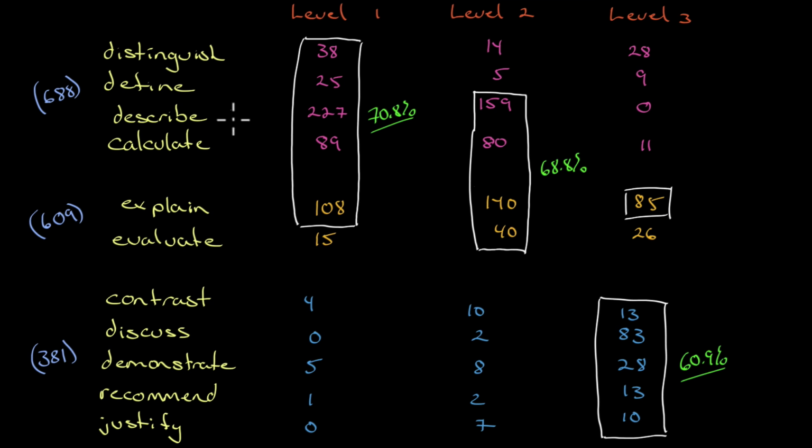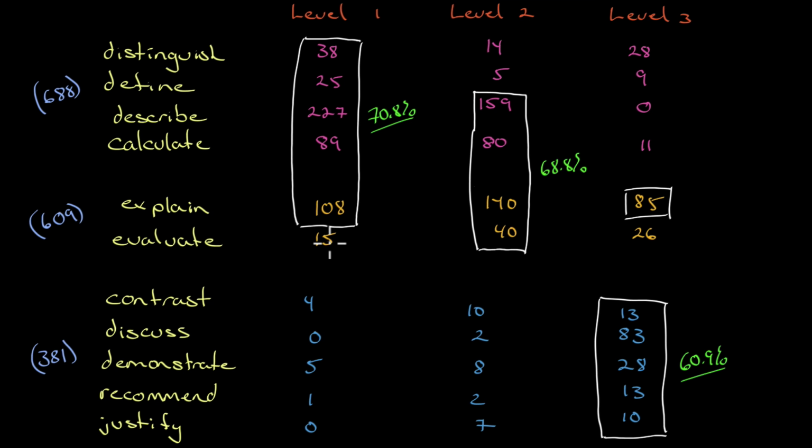Look at the major words for level 1. There are 688 keywords across some 500 and something learning objectives. 71% of all the learning objective words are these 5: distinguish, define, describe, calculate, explain. And whenever you see calculate, you're going to find interpret. So you could say calculate / interpret.